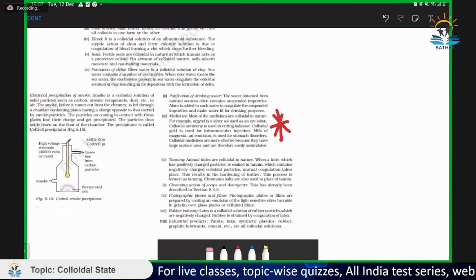Colloidal antimony is used in curing cancer. Colloidal gold is used for intramuscular injection. So what they're trying to say is you can use certain colloids as medicines also. Please refer to which colloids are given there.